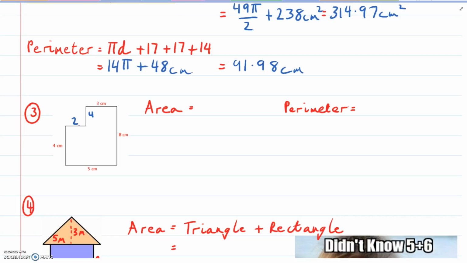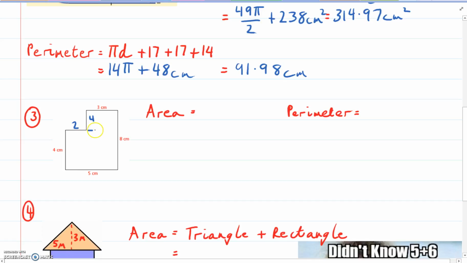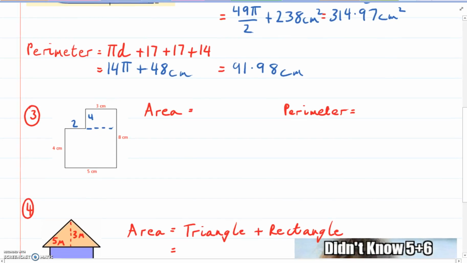So the area of this, probably the best way to do it, or there's lots of different ways, but we can break it up into two shapes. So this top one is 4 times 3, and then 4 times 5, which is 12 plus 20, which is 32 centimeters squared. Lots of different ways you can do that. You could even find the area of 8 times 5 and then minus this area here. It's really up to you. So whatever you see first.